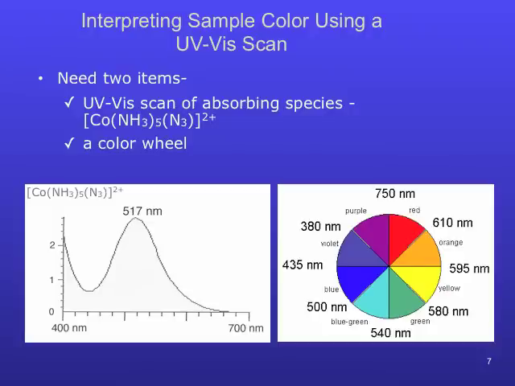The color imparted to a solution by an absorbing species is a result of the absorption of visible light by the excitation of electrons. For transition metals, this is d electrons. As an example of an absorbing species, the visible spectrum of azidopentaamine cobalt-3 is shown below. The lambda max of this complex is 517 nanometer, but it absorbs light between 400 and 580 nanometer.